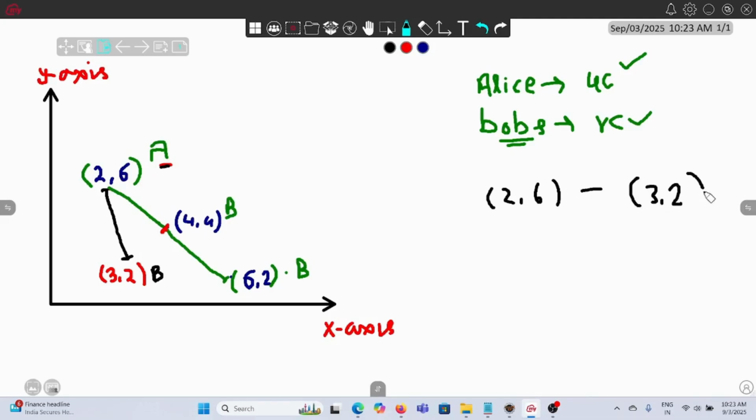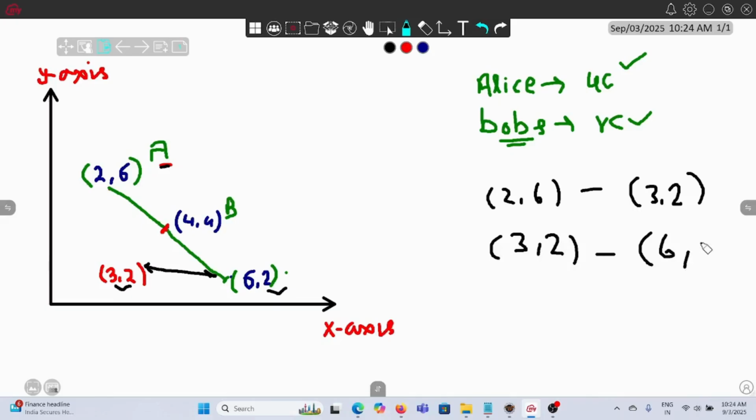Can we find further pairs? You can observe here that if I connect this 3 2 with 6 2, I can place Alice at 3 2 and Bob at 6 2, right? Then also they would pass the condition because no one is below them and this is the left corner and this is the right corner. So we found another pair here, 3 2 and 6 2, right? This is also a valid pair.